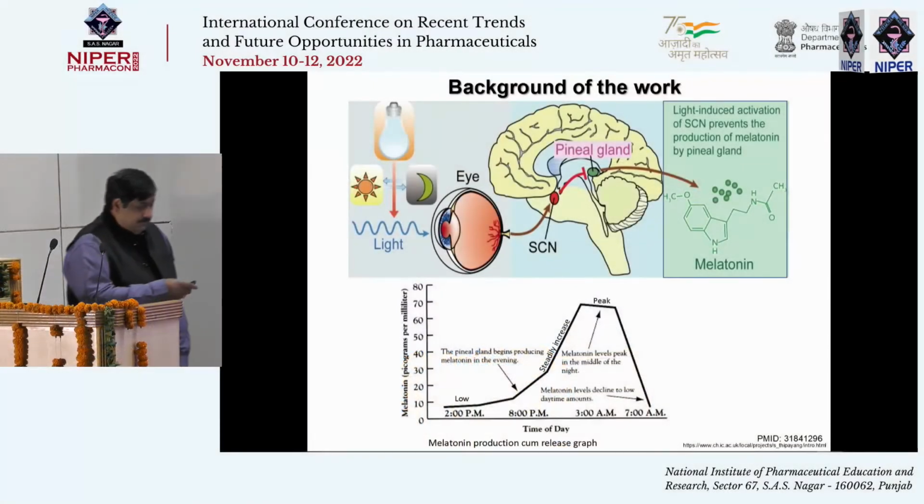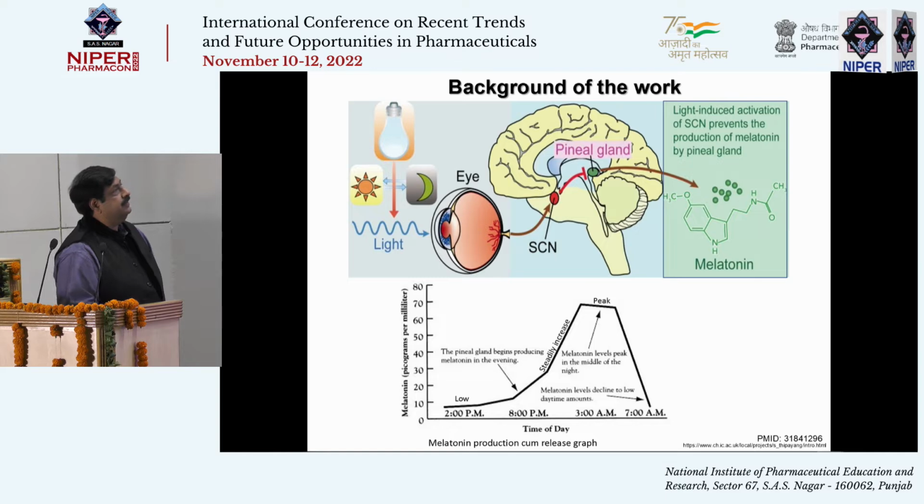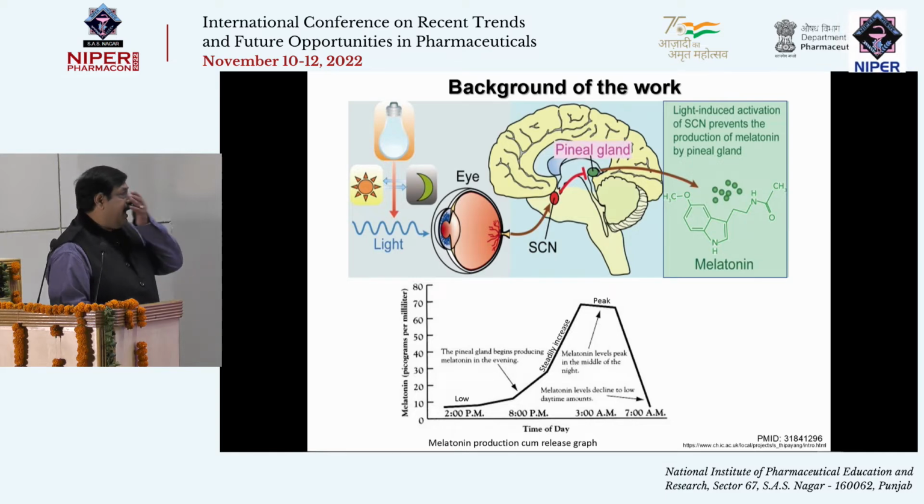Basically, for the last few years we have been working with this molecule, melatonin, which is a neurohormone released from the pineal gland and has control over the sleep-wake cycle and the circadian rhythm. The melatonin synthesis and release is controlled by the suprachiasmatic nucleus in the brain.